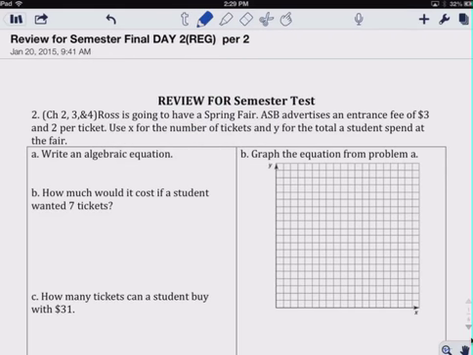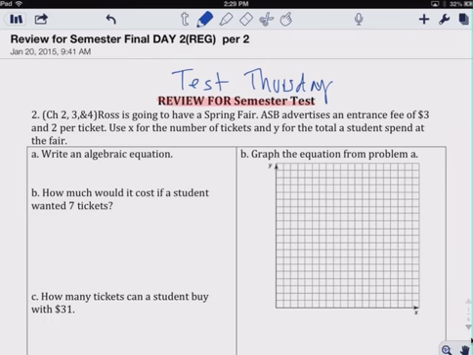This is tonight's homework. It's 2 worksheets long, so remember the test is Thursday. Okay, make sure you understand this stuff.